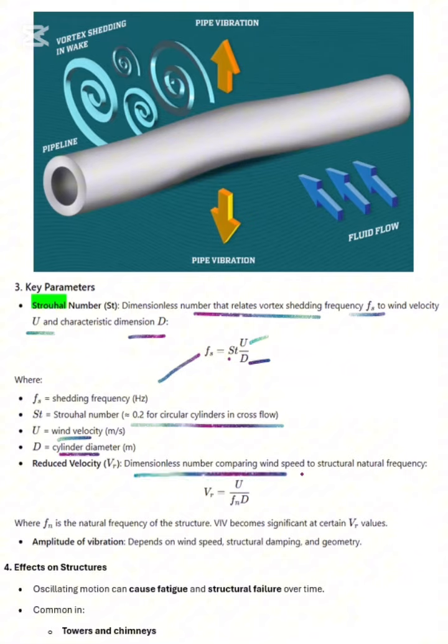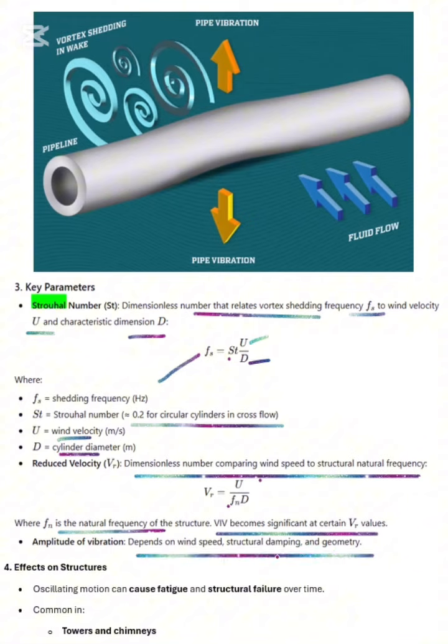It is a dimensionless number comparing the wind speed to the structural natural frequency. So fn is the natural frequency of the structure. VIV becomes significant at certain VR values. The amplitude of vibration depends on wind speed and structural damping.